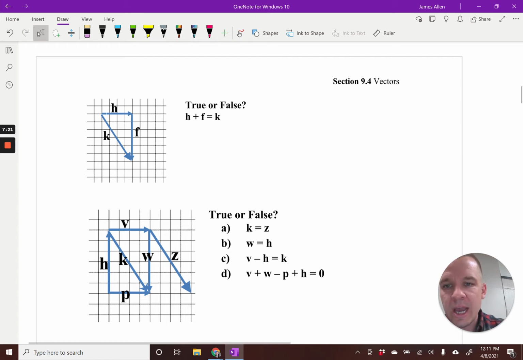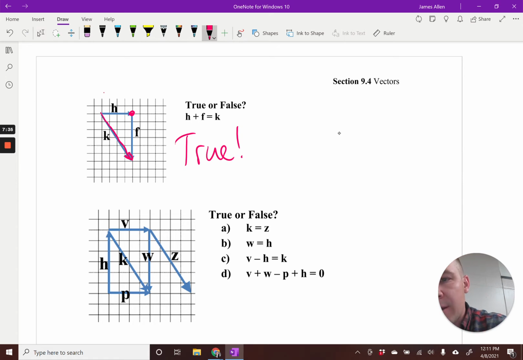All right. True or false? H plus F is equal to K. Well, this time we got our tip to tail going on, and we are connecting it correctly. It's the correct direction. True. So just a reminder, you've got your tail, and that is our start for this one. Then you've got your tip, then your tail, then your tip. Beautiful. Tip to tail, and then we connect the tail and the tip. That's like a tongue twister.